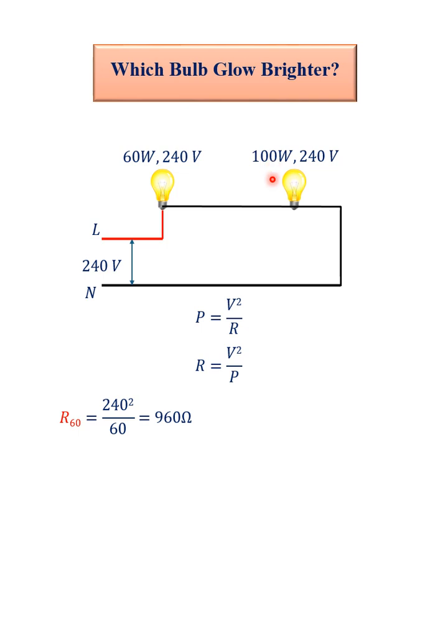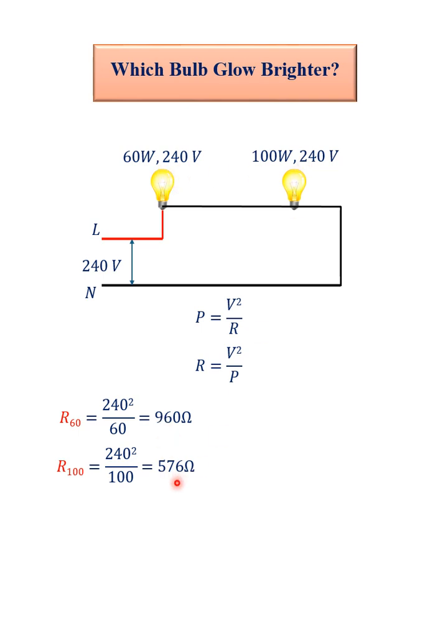For a 100 watt bulb at a 240 volts rated power supply, the resistance of the 100 watt bulb will be 240 squared divided by 100, the power, and that is 576 ohms. So with this, we now know the resistance of each of these bulbs as rated.